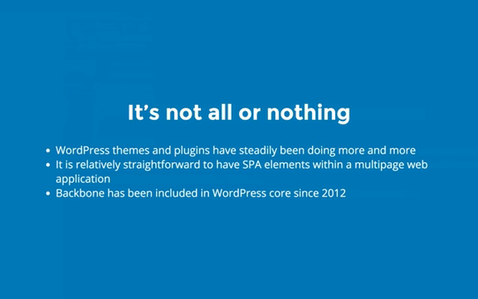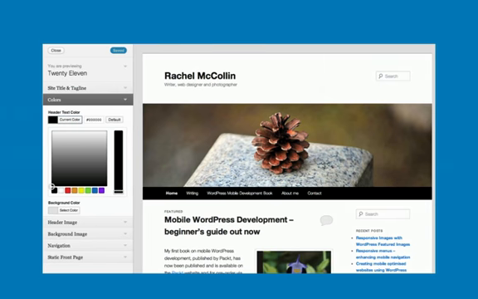And it's important to note as well that Backbone has been included in WordPress core since 2012. And part of the reason for that is this little bad boy. This is, I think, an original screenshot of the customizer. It hasn't changed a great deal, but this is how it originally looked. And the customizer is a full single page application within WordPress. So again, you don't have to make the whole of WordPress a single page application.